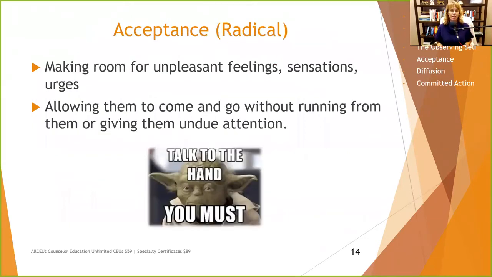We go through all that. We identify what our thoughts, wants, and urges are. Now it's time for radical acceptance, making room for unpleasant feelings, sensations, and urges, allowing them to come and go without running from them or giving them undue attention.